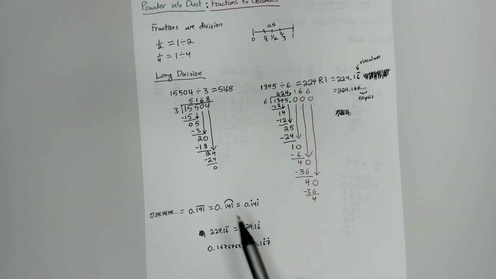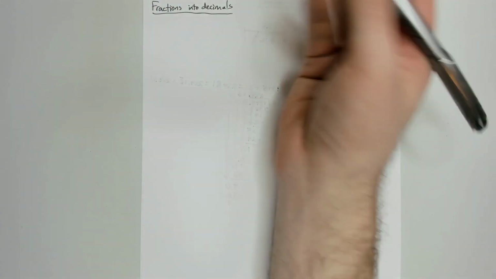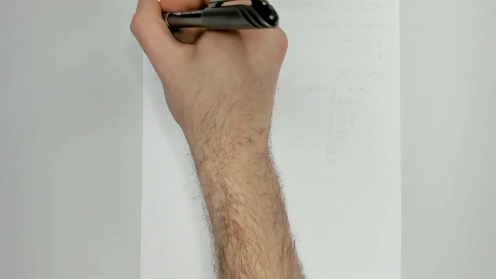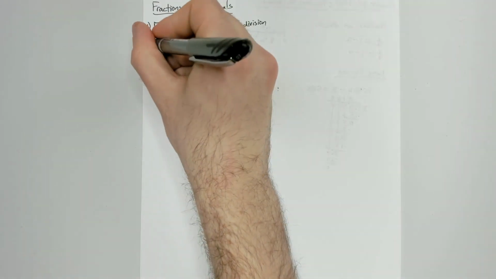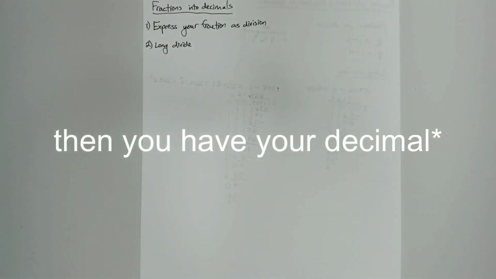So that's a bit of a review on long division and repeating decimals. And now that we have that covered, let's go on and use that for converting fractions to decimals. And I've basically already said how to do it. You take your fraction and you express it as division. All right, so that's step 1. And then step 2 is long divide. And then you have your decimal. You're done. That's literally it.